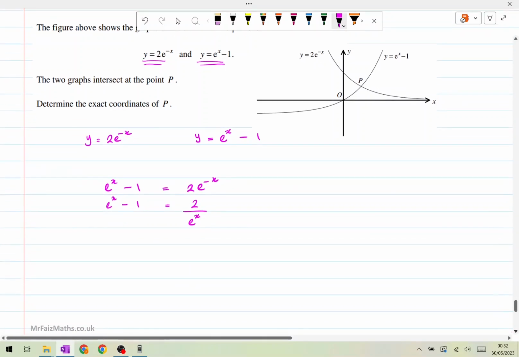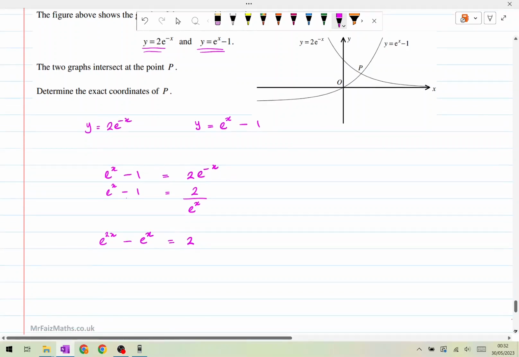Right, so what we can now do is multiply the e to the x onto the other side. If I multiply e to the x onto this side here, e to the x times e to the x will give me e to the power 2x. Minus 1 times e to the x is minus e to the x. And the right hand side, I would just have 2. Right, so at this point, we should probably realize that this is a quadratic. This is something that can be written like a quadratic.